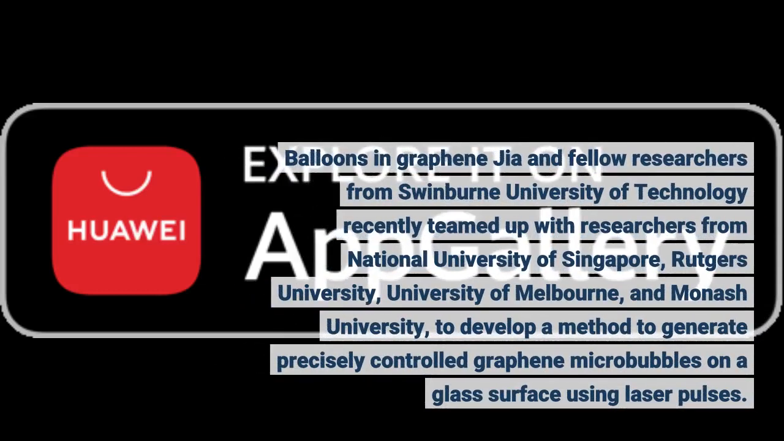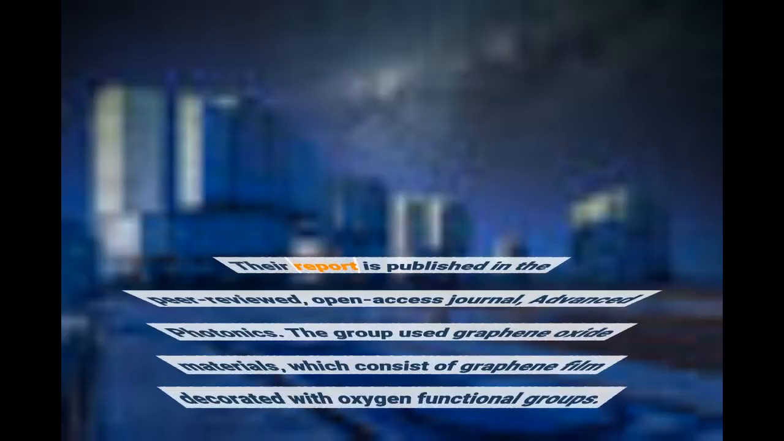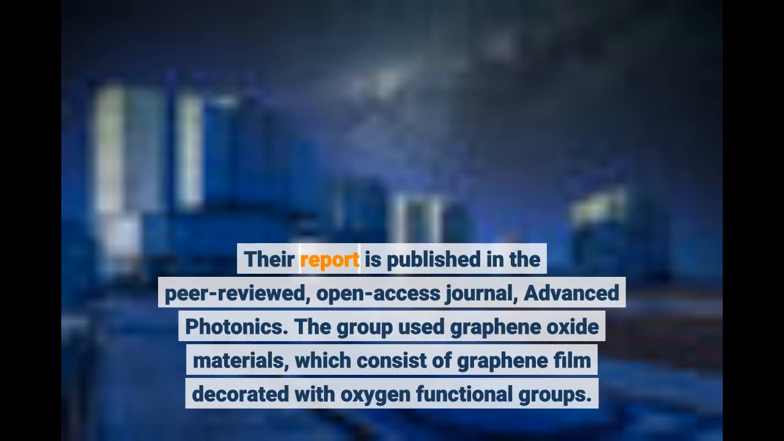Balloons in graphene. Jia and fellow researchers from Swinburne University of Technology recently teamed up with researchers from National University of Singapore, Rutgers University, University of Melbourne, and Monash University, to develop a method to generate precisely controlled graphene microbubbles. Their report is published in the peer-reviewed, open-access journal, Advanced Photonics.